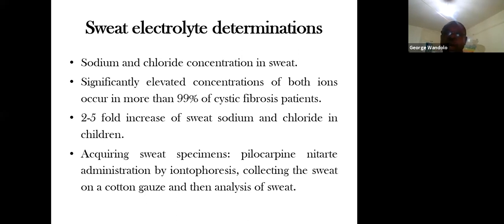Now this is how we acquire the sweat specimens. Pilocarpine nitrate is administered by iontophoresis, and then we collect sweat on cotton gauze, and we then analyze this. So we give pilocarpine. Pilocarpine is like an anesthetic, and it dilates the sweat glands, and the sweat glands now excrete most of the fluid you need for analysis. So this is how you collect it.